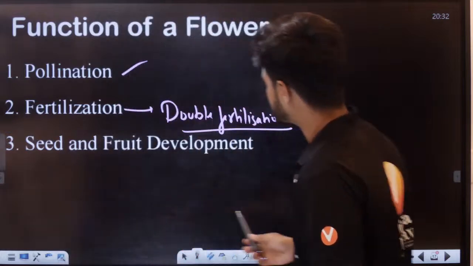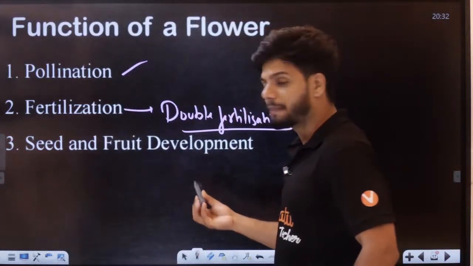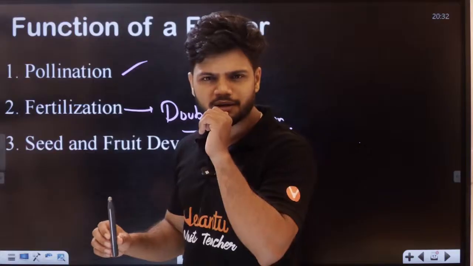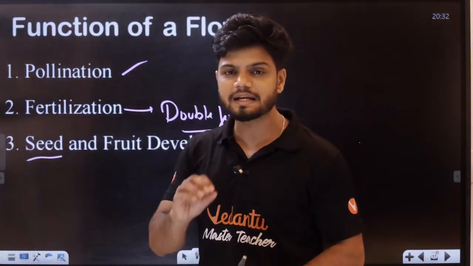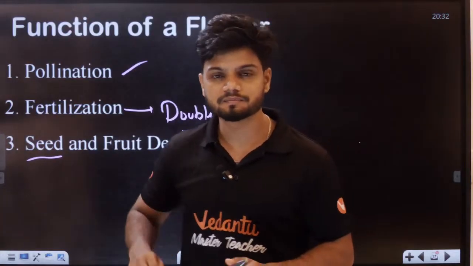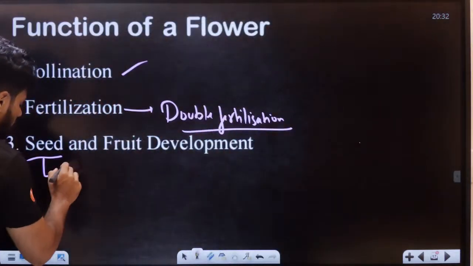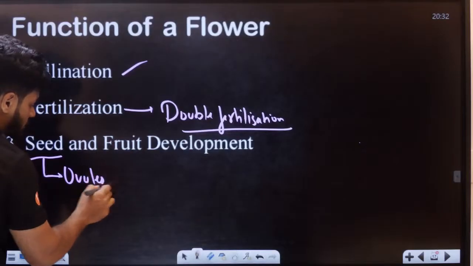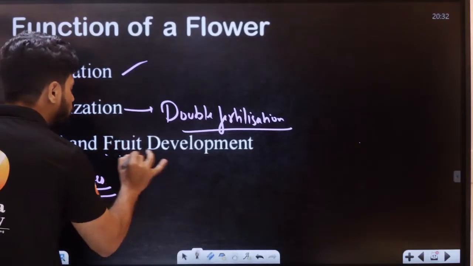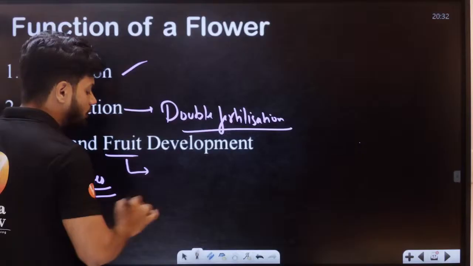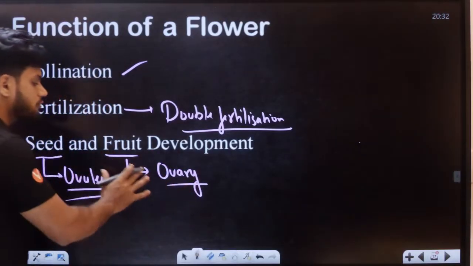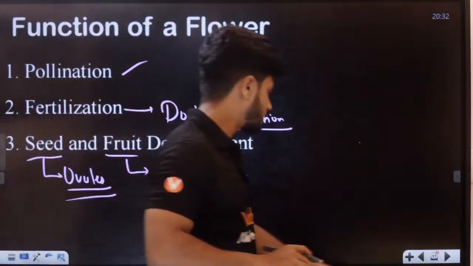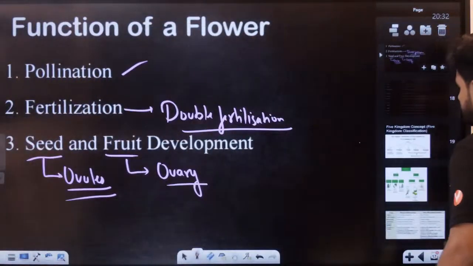Now students, seed and fruit development. Can anyone tell me, seed develops from which part of the plant? Seed is developed from the ovules. What about fruit? Fruit develops from the ovary. This much all of you should know. Ovule and ovary.